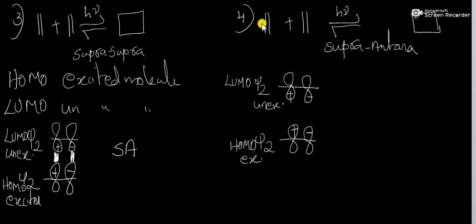Then the last case, the 2 plus 2 cycloaddition in the presence of light undergoing supra-antara addition. Same system, HOMO of the excited system, that is Psi2, LUMO of the unexcited system, again Psi2. Supra-antara addition, that is plus plus addition and plus minus addition. So it is symmetry forbidden. And supra-antara addition is geometrically forbidden. So this case is symmetry forbidden and geometrically forbidden.